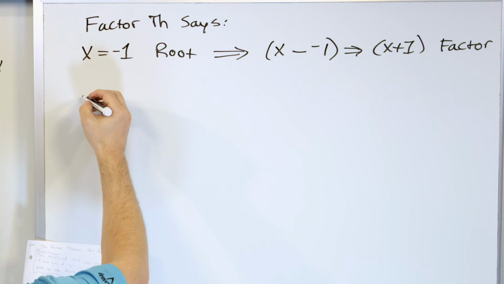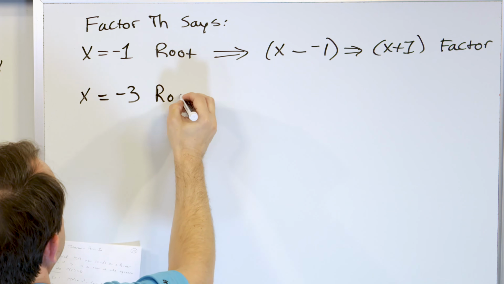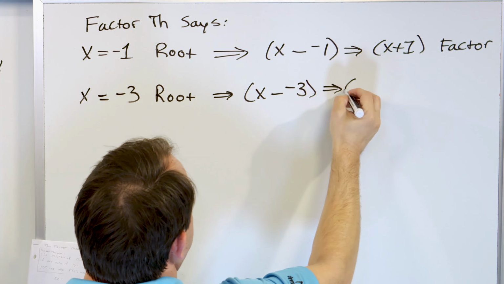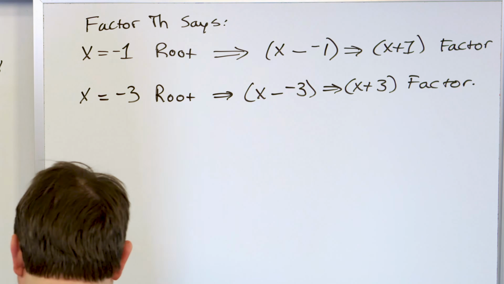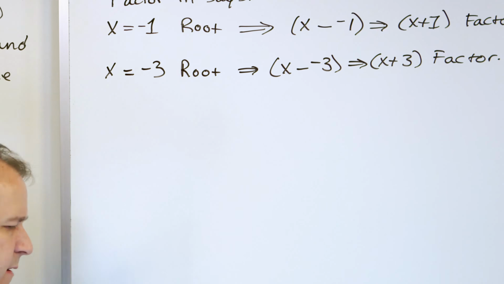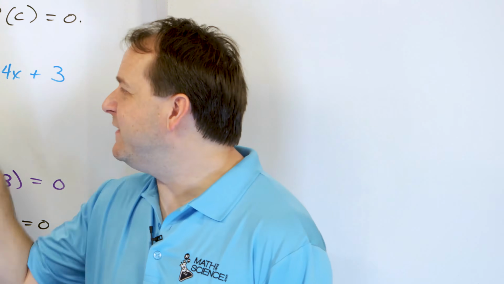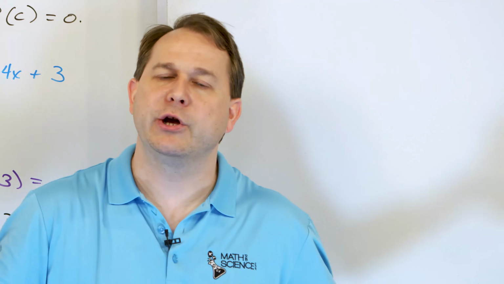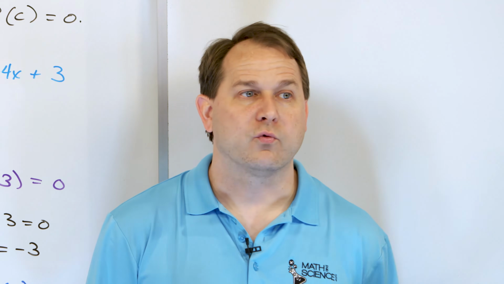All right? And the factor theorem also says, in this case, because we know that x equal to negative 3 is a root, then x minus a negative 3, which means x plus 3, is a factor. All right? So the bottom line is, if I never gave you the polynomial at all, if you didn't know that this polynomial had those roots, and I just said, there is a polynomial out there, it has a root of negative 1, it has a root of negative 3. Write down the polynomial.